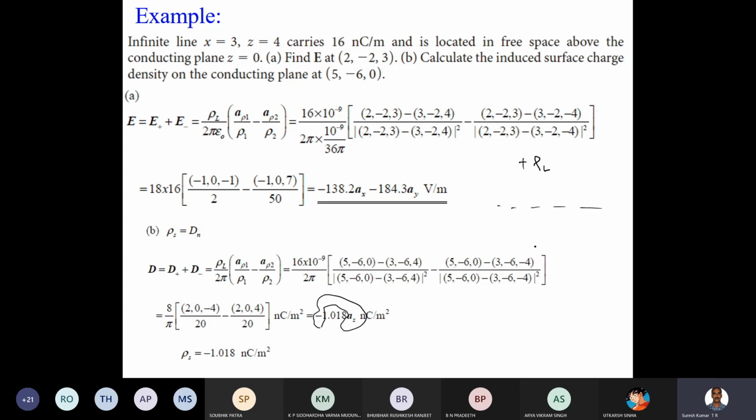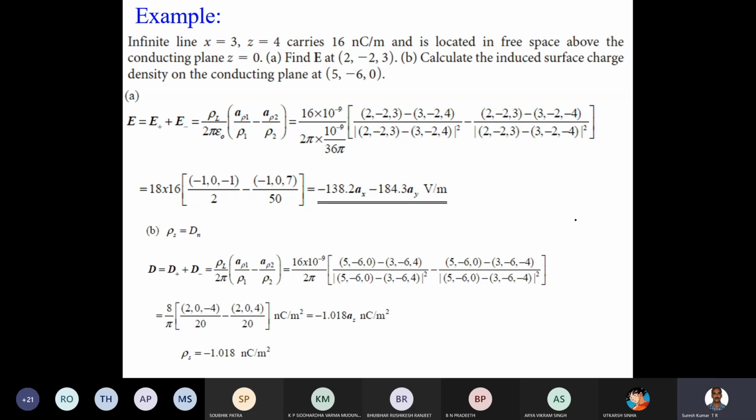Plus rho L is there, and negative rho L is there. So electric field lines will be in this direction. It will start from the plus and terminate in the negative, right? So it should be in this direction, which is the minus z direction. So this way you can cross check your answer. Any questions?